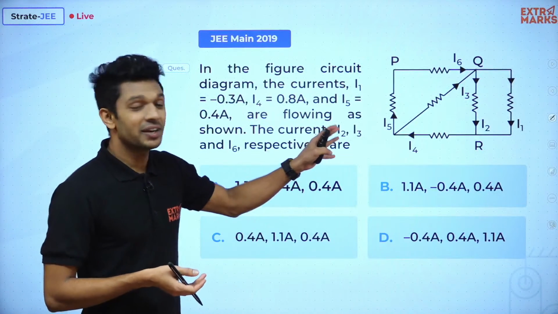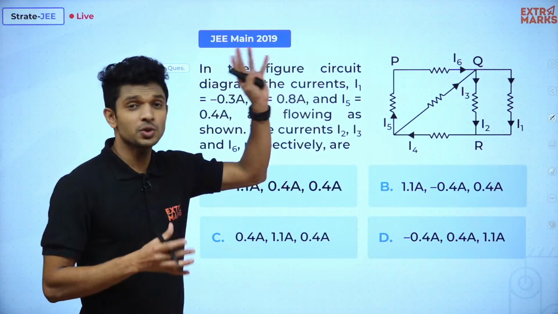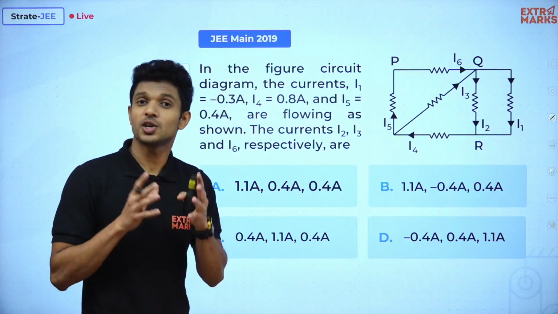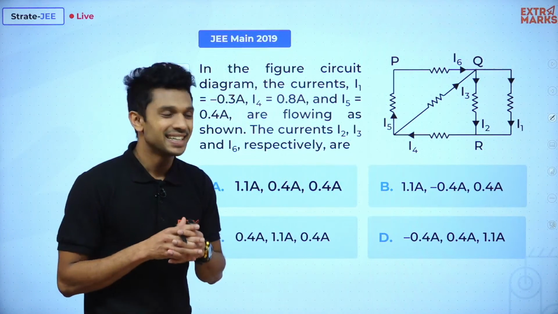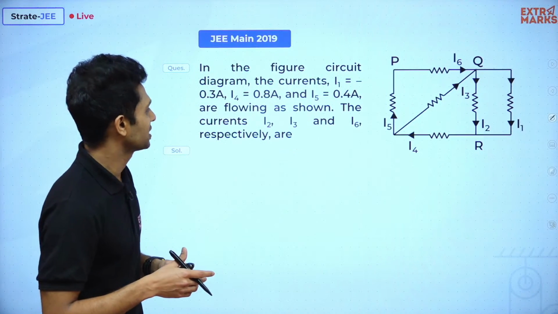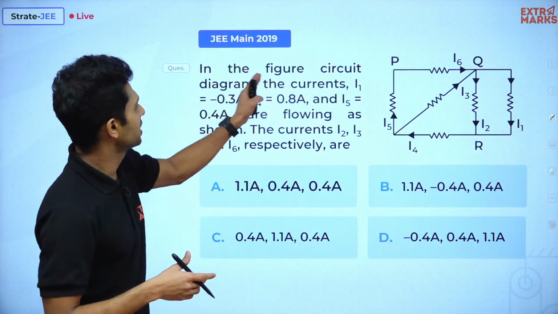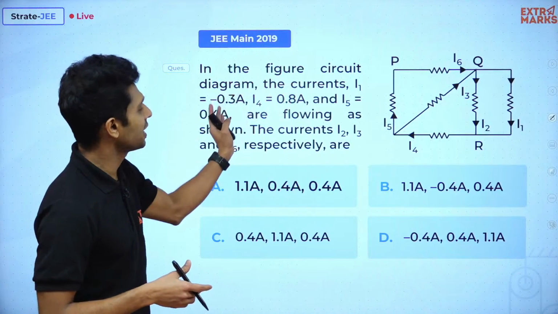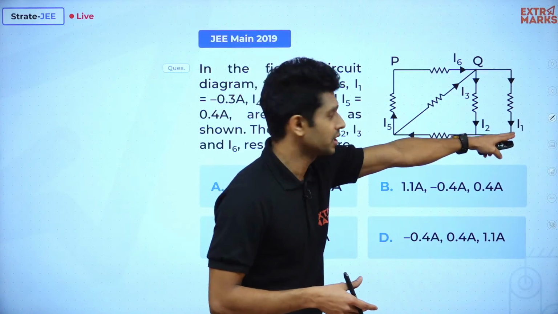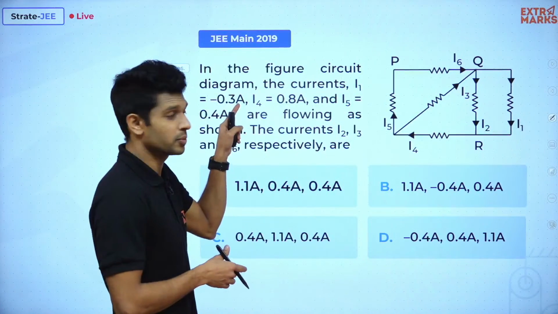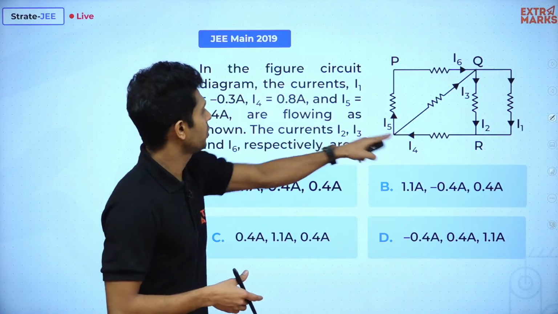Okay. To the very last question. There's also a question from Kirchhoff's law. And you also know how important Kirchhoff's law is, right? So let's do it and wind up the session after this. So the question is, in the figure circuit diagram, the current I1, I hope you all can mark I1 over here, right? I1 is equal to how much? Minus 0.3. I4 is 0.8.